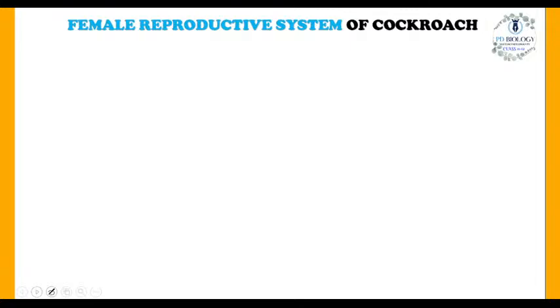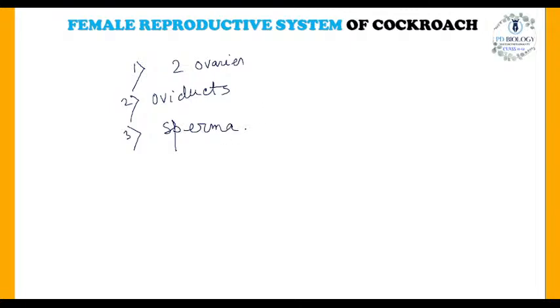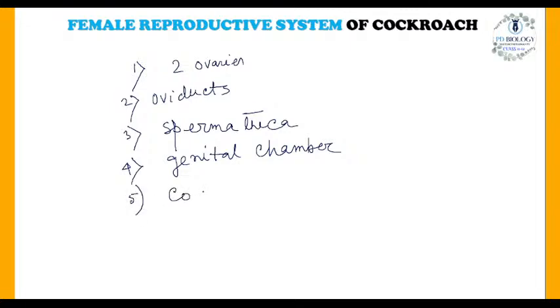Next, the female reproductive system. Female reproductive system consists of two ovaries, oviduct, spermatheca, a special structure in cockroach present in the female reproductive system, the genital chamber, and collateral gland.